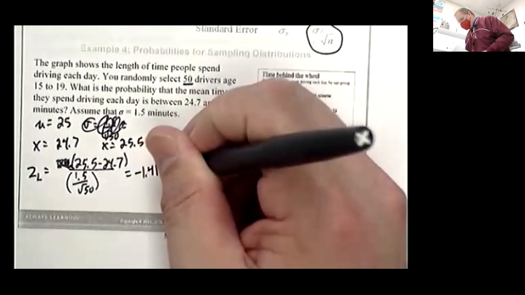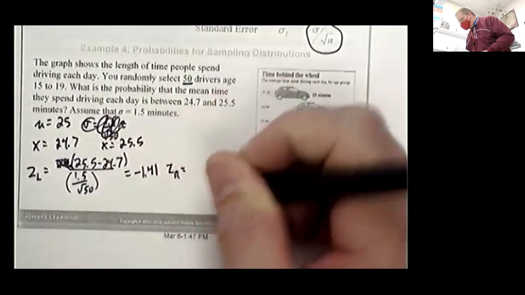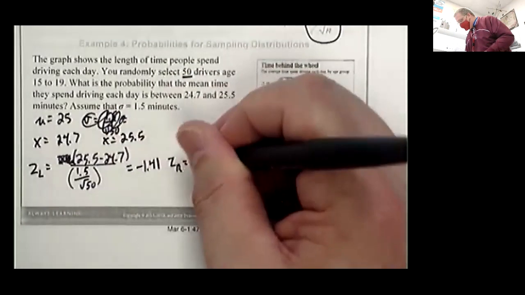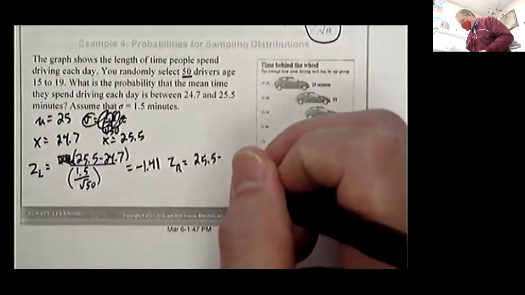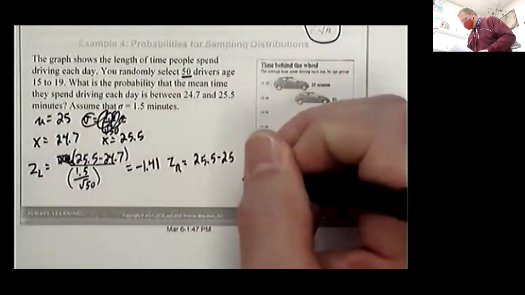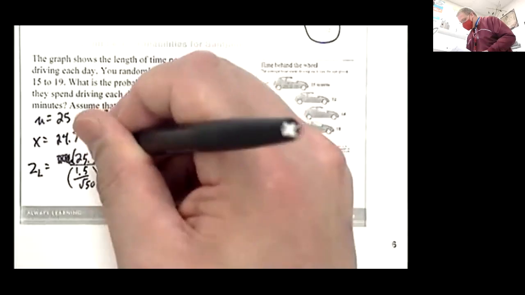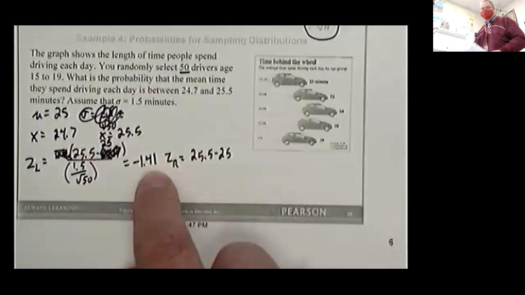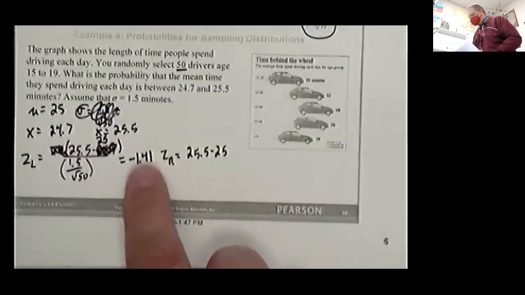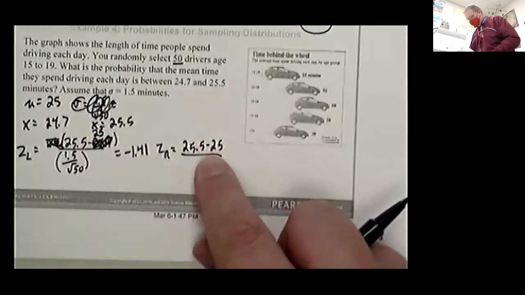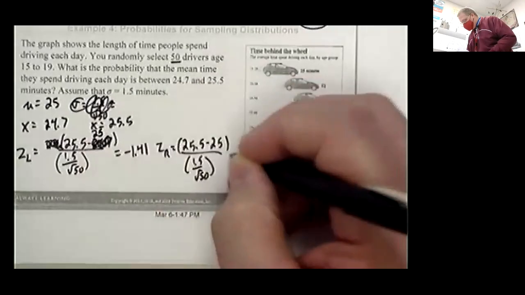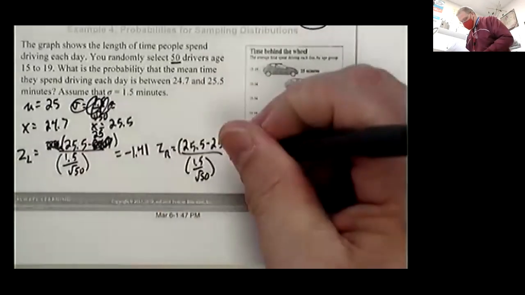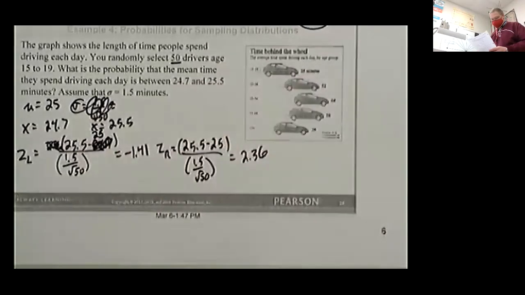Our z right-hand score then is our bigger number, 25.5 minus 25, and I did something wrong. I used the wrong number, sorry. That's still the correct answer because I'm looking off my notes. 25.5 minus 25, that's the mean, divided by 1.5 divided by square root of 50. Again, put parentheses on all that. That'll get you your right-hand z-score of 2.36.